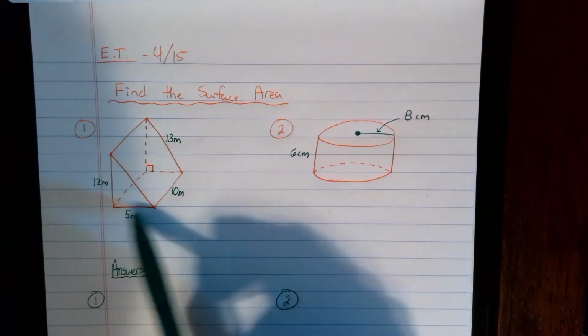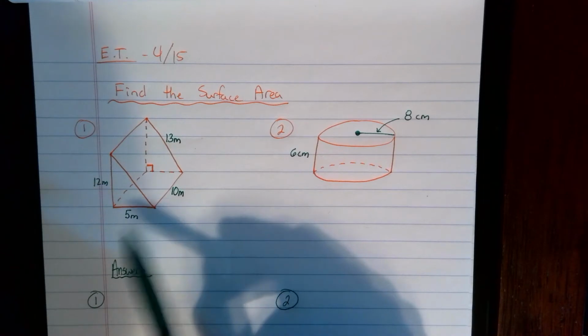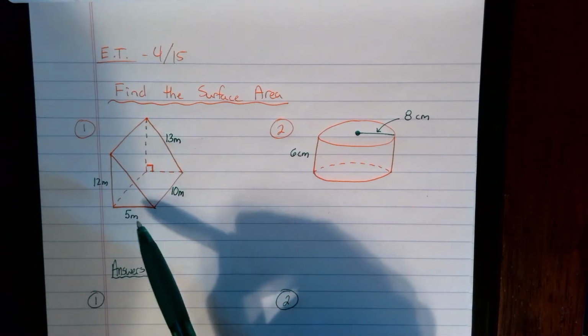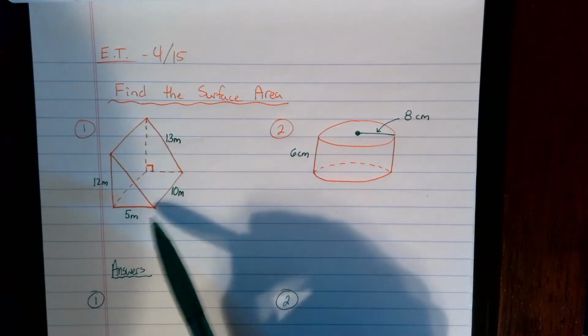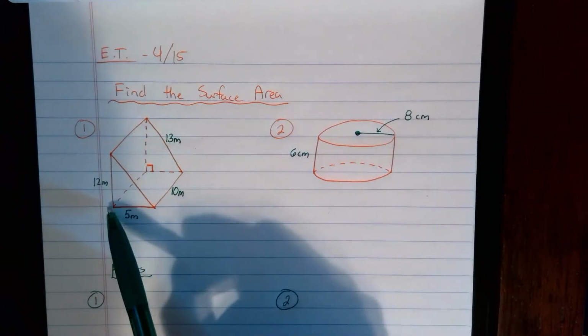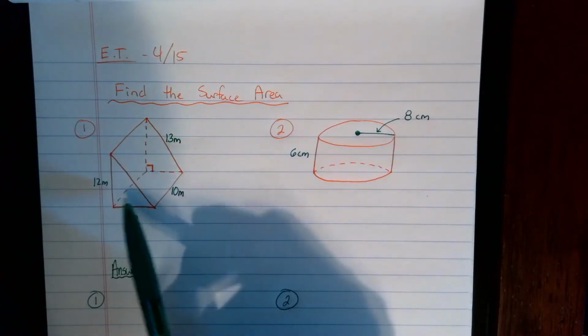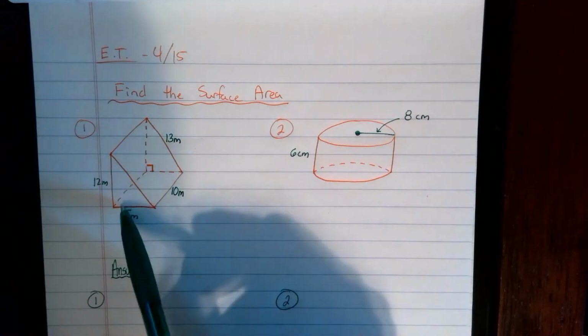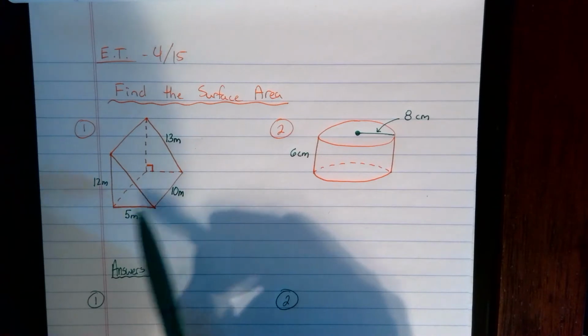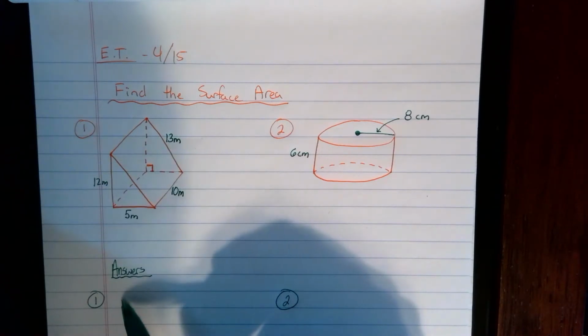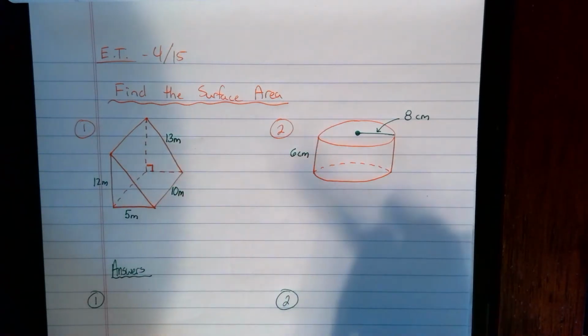Remember, the area of a triangle is 1/2 base times height, or base times height divided by 2. The area of each rectangle is base times height. So you'll have those 5 areas that you'll add up, and the 2 triangle areas will be the same.